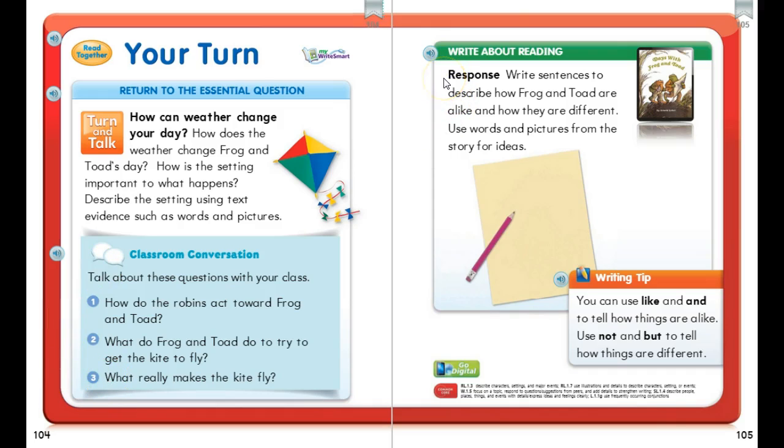write a response. You're going to write sentences to describe how Frog and Toad are alike and how they're different. You can use words and pictures from the story for ideas. Your writing tip is that you can use like and to tell how things are alike. Use not and but to tell how things are different.